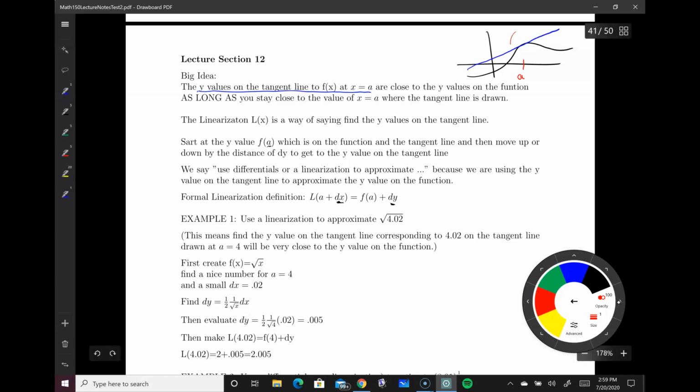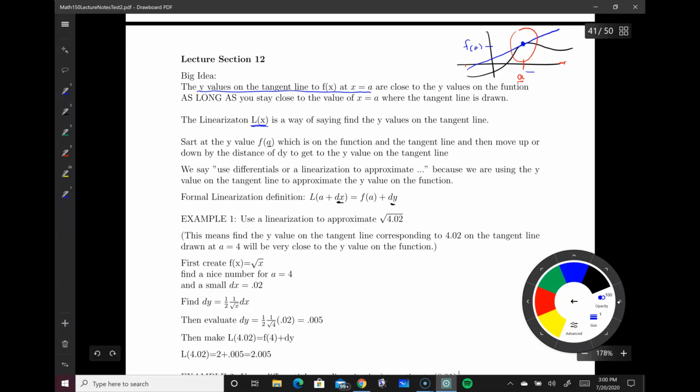You can even see that the y values on the tangent line are close to the y values of the function, as long as you stay close to a, right? You can't be talking over here or way over here. The y values on the blue tangent line we call L of x because they're on the line. So we're going to start right there at this f of a. That's the y value that's on both the line and the function.